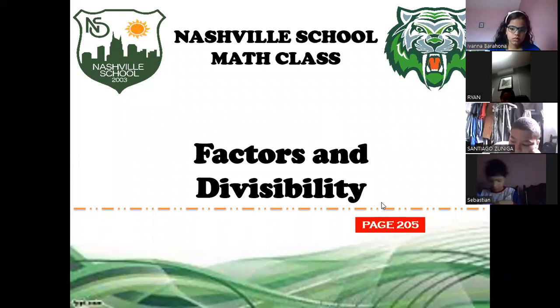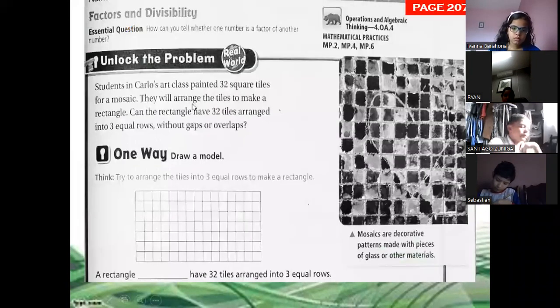Factors and divisibility, page 205. Let's work in your book. The problem. Unlock the problem.